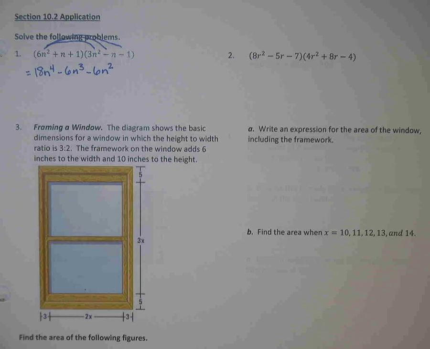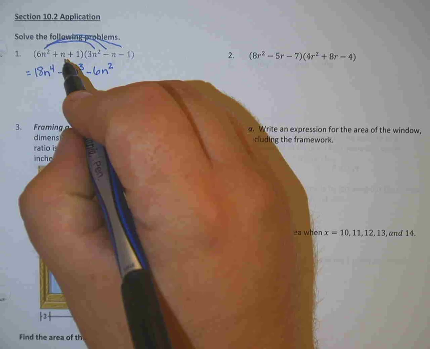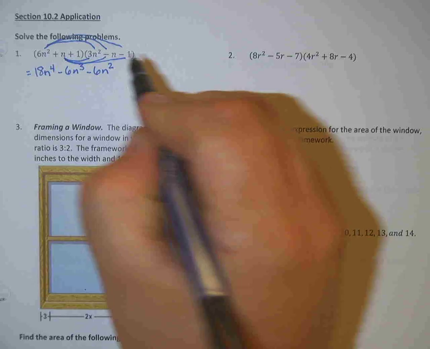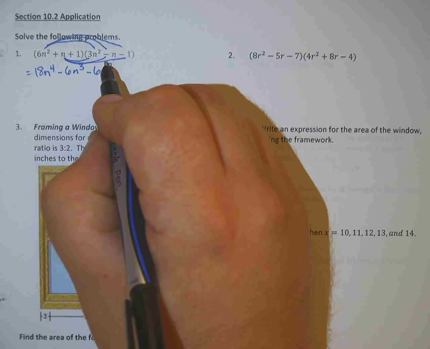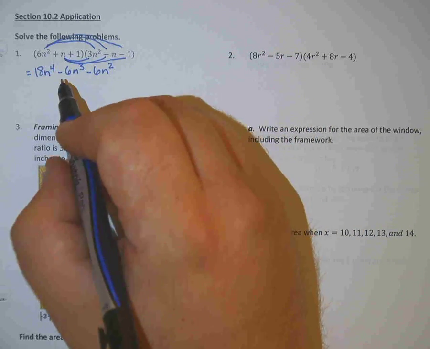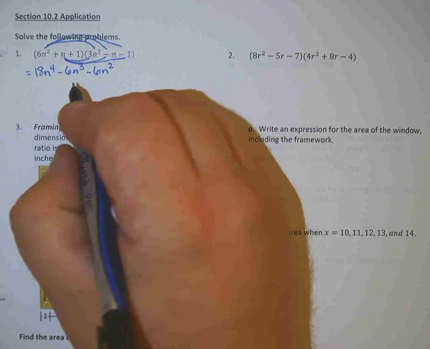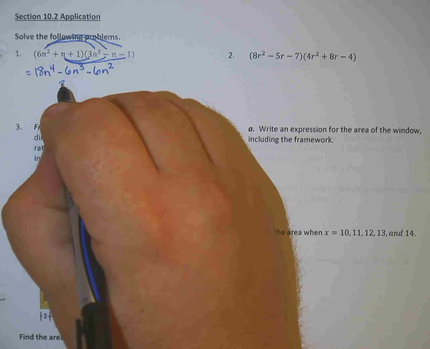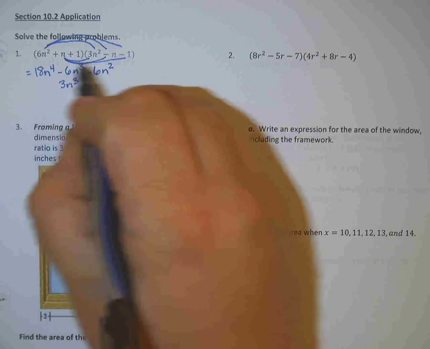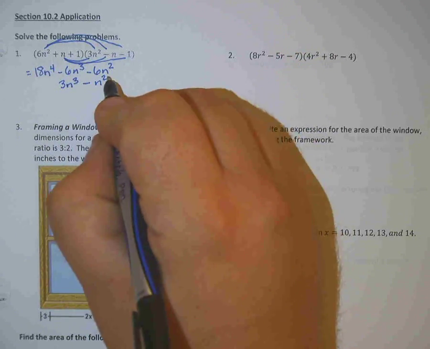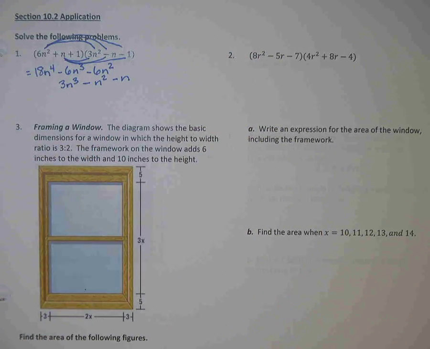I'm going to use my stacking strategy. I know that I'm going to have to combine like terms once it's all said and done. So I'm going to multiply this n times everything over here. Anytime I get a like term, I'm going to stack it below one that I already have. So here I have n times 3n squared. That's going to be 3n cubed. N times negative n will be negative n squared, and n times 1 will be minus n. That one doesn't have a like term, so I can't stack it anywhere.